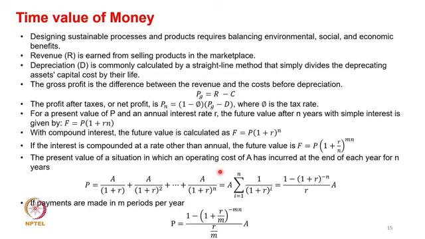Fine. And so now we can of course compute the present value of a situation in which the operating cost A is incurred at the end of each year, which would be computed as P = (1 - (1 + r)^-n) / r times A, where A is the operating cost. And if the payments are made in m periods per year, P would be (1 - (1 + r/m)^-mn) / (r/m) times A.